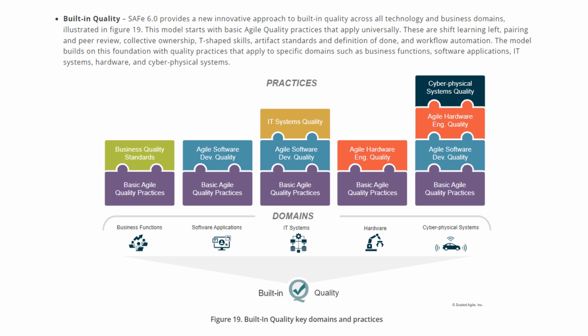Some of the XP things were also brought into built-in quality, like collective ownership and peer review. Then they removed Scrum XP to make it Safe Scrum, actually.